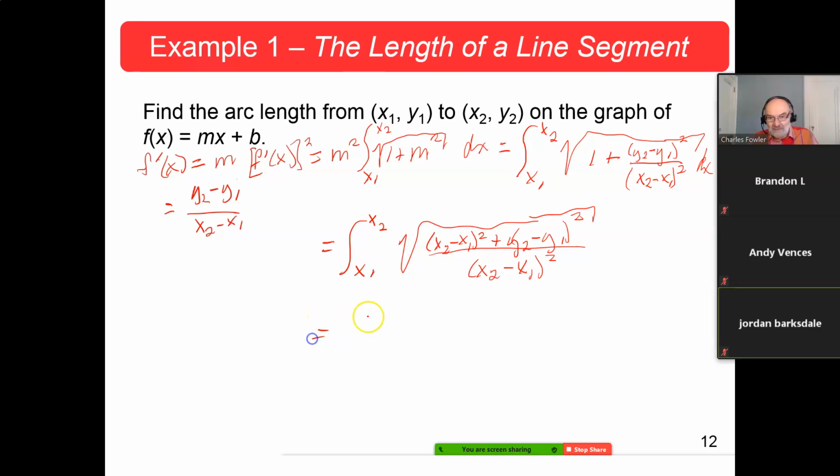So this will be the integral from x1 to x2 of, I left off my dx here. Okay, of, let me make sure I'm not making this any worse than it needs to be. Yeah, okay.